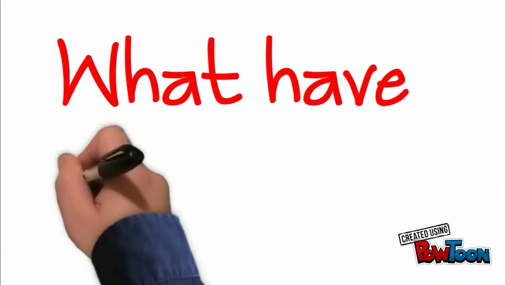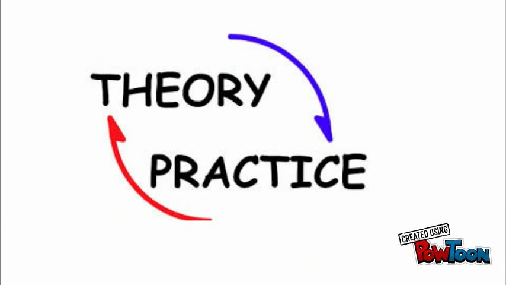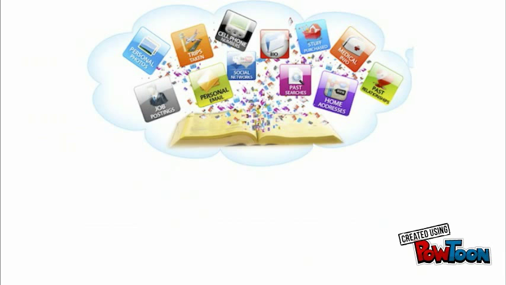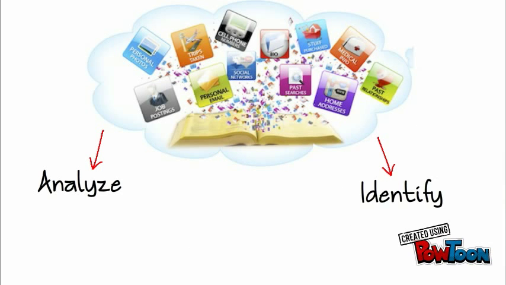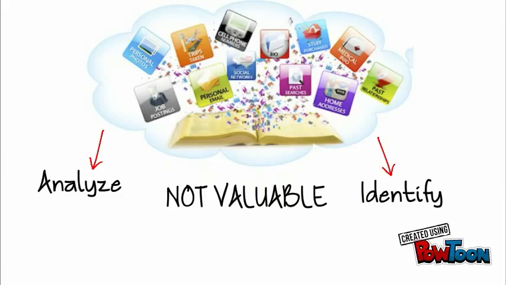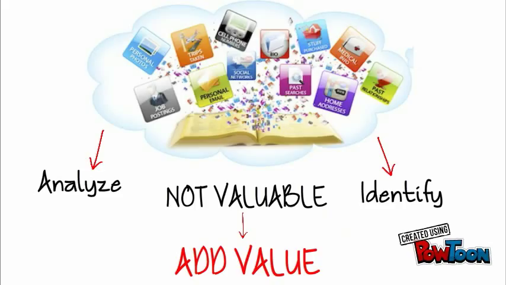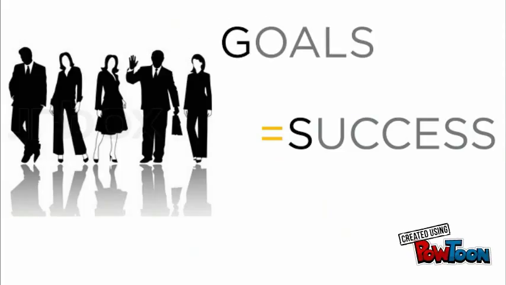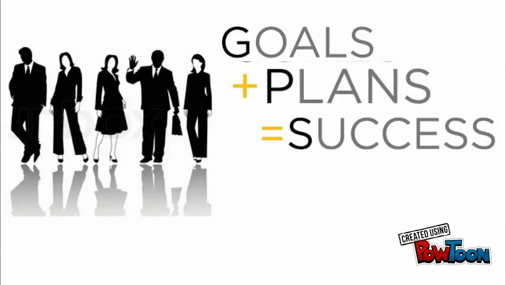What have we learned so far? Theory and practice taught us that if you want to do things better, you have to gather a lot of information to be able to analyze, identify the things that are not valuable for the process, and then think of a way to add value by rearranging them. As a team, we've learned that the key to success in a project like this is having an identified goal that we all share, and then planning accordingly so that it is easier to accomplish.